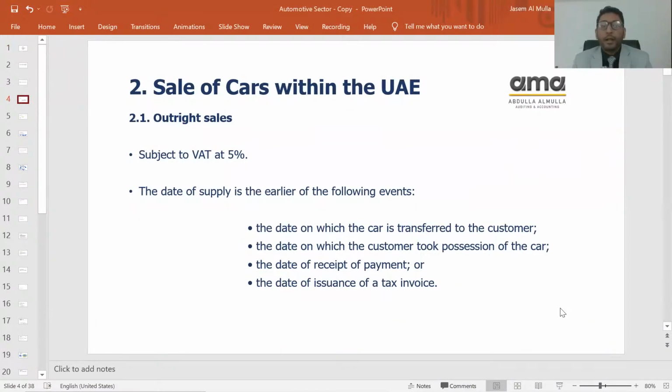The question is, what would be the date on which the dealer or the trader will treat as the date of supply, on which date he will record the sale. So as per the FTA law, the date of supply will be the earliest of the following events. The first is the date on which the car is transferred to the customer. The second, the date on which the customer took possession of the car. The third, the date of receipt of payment. And the last one is the date of issuance of the tax invoice.